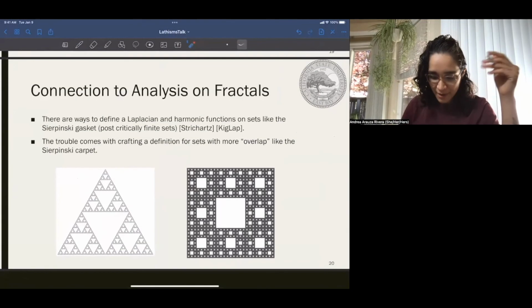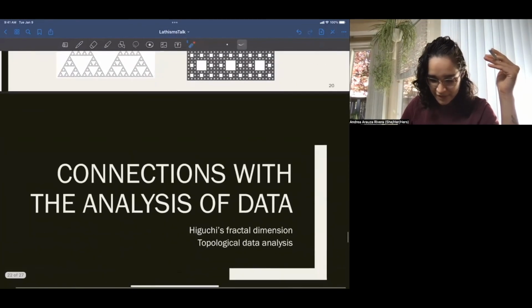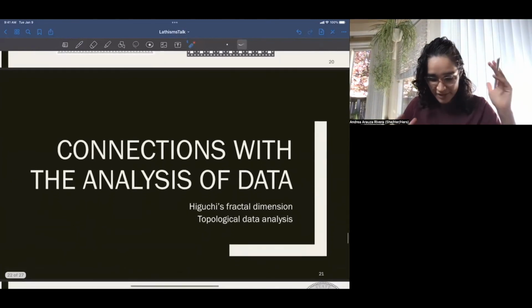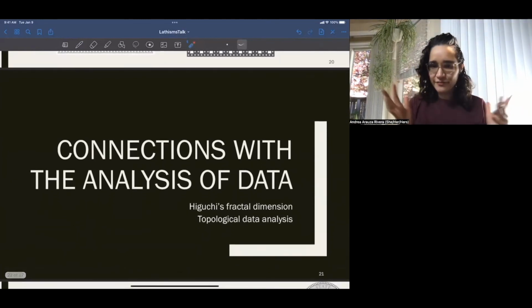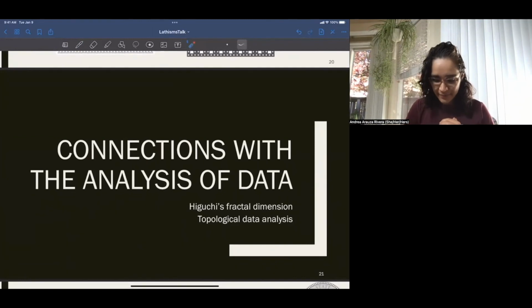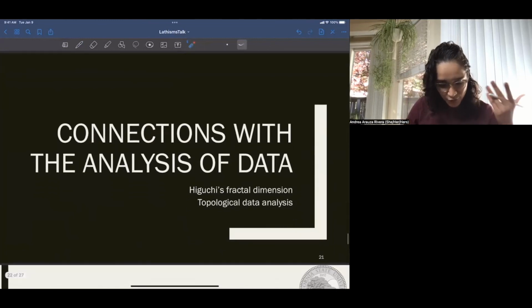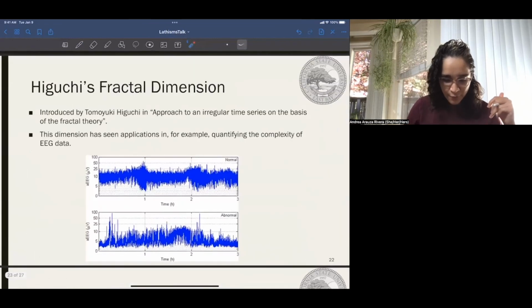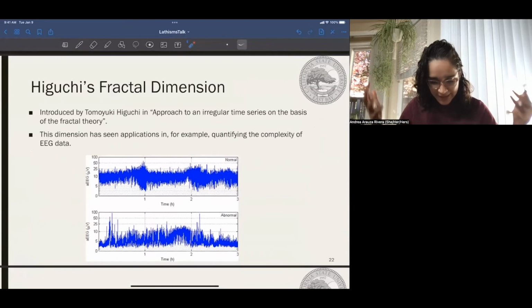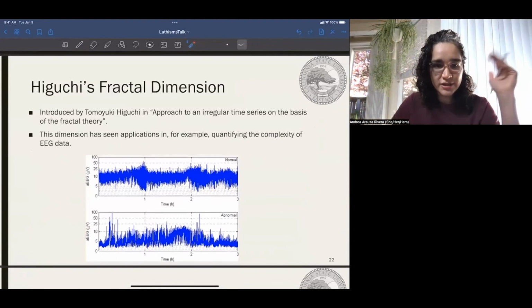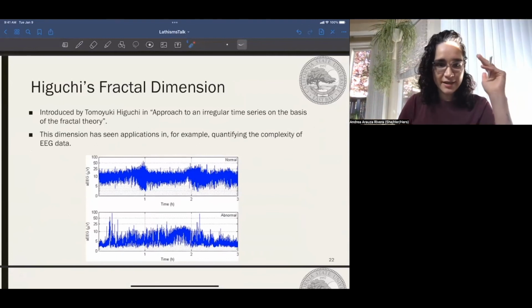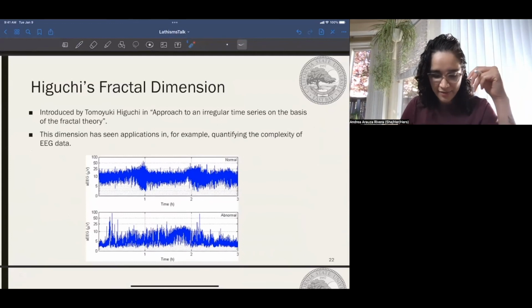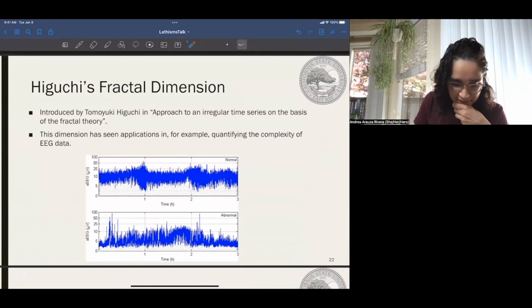Okay, so up next is some of the stuff that I'd like to do in the future. This is really connections with the analysis of data, right? So with data analysis. I won't say too much here, but we'll say the tiniest little bit. For example, one way of connecting some of the tools from fractal geometry with analyzing data is something called Higuchi's fractal dimension.